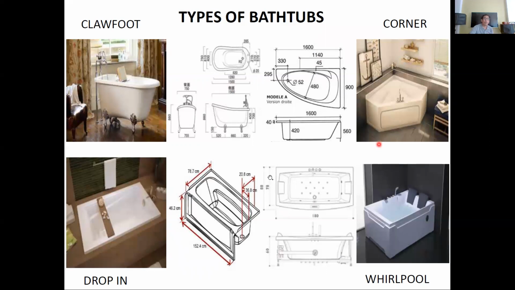So make sure that you ask the measurement of the bathtub that the owner will buy, so you can fit the specific type of bathtub inside the toilet. This is a jacuzzi whirlpool type of bathtub. This is commonly used now in high-end residences.